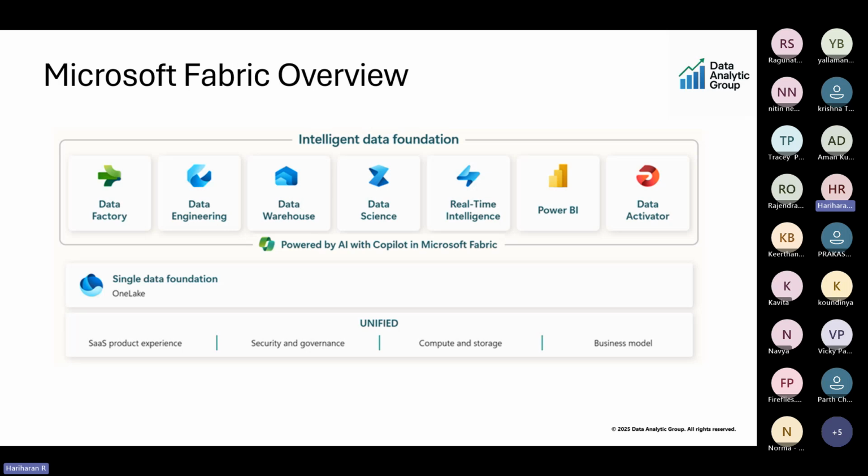And in the last 2 years, you can see a lot of features have been added into all of these experiences or workloads. So if you take real-time intelligence, it is one of the unique features which you can get from Microsoft Fabric compared to all other vendors in the market. So that's a unique selling point for Microsoft.